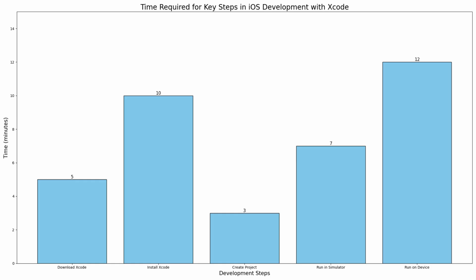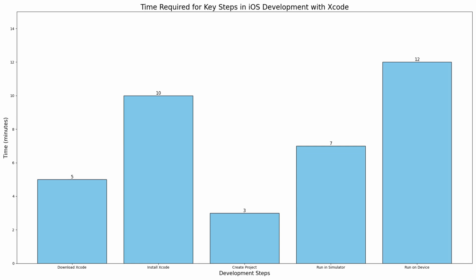The figure displays a bar chart titled Time Required for Key Steps in iOS Development with Xcode that quantifies in minutes the typical duration for 5 sequential tasks. Download Xcode, which takes about 5 minutes, install Xcode, around 10 minutes, create project, just 3 minutes, run in simulator, 7 minutes, and finally run on device, taking a bit longer at 12 minutes.